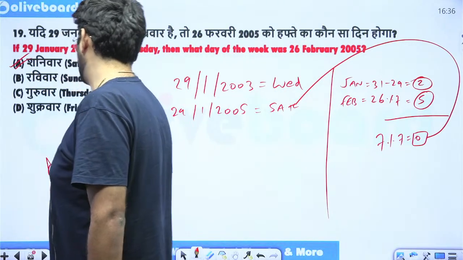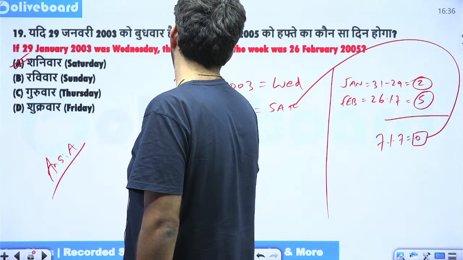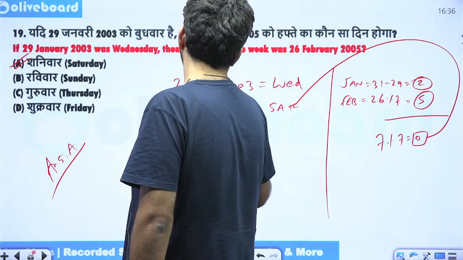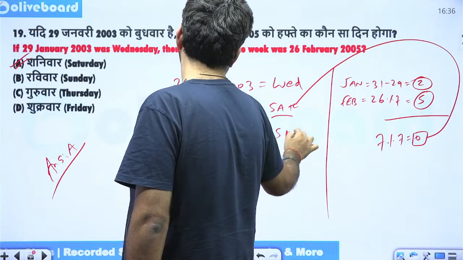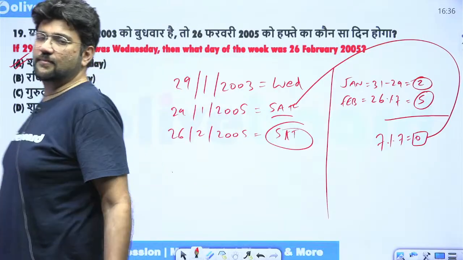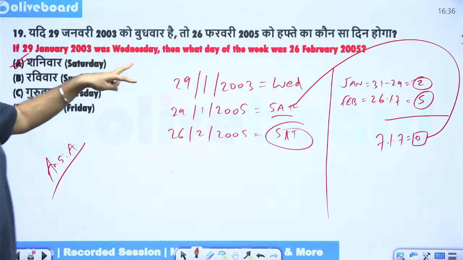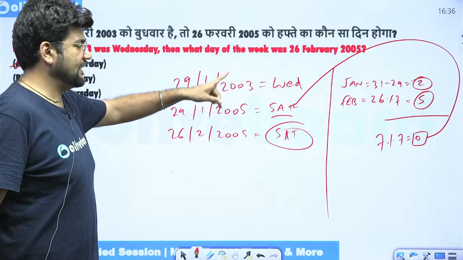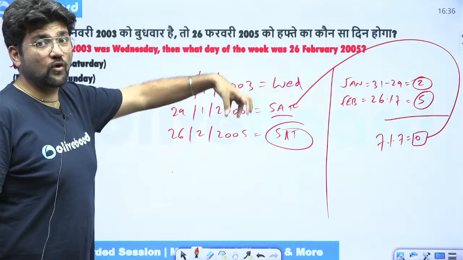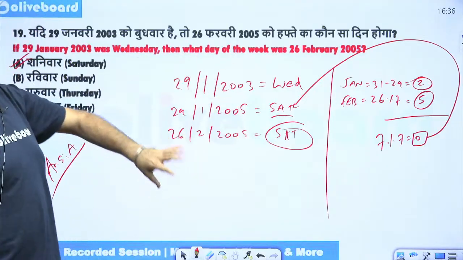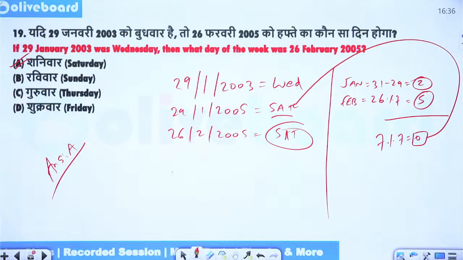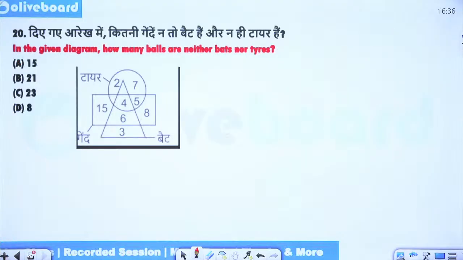Okay, that means 26th February 2005 is a Saturday. You can do it directly also. Directly subtract 5 and 3, you will get 2 years. So 2 years will have 2 odd days, plus there will be an extra odd day for the 2004 leap year in between. So you will add that and then accordingly you will proceed. That will also give you the same answer. Next, last question.